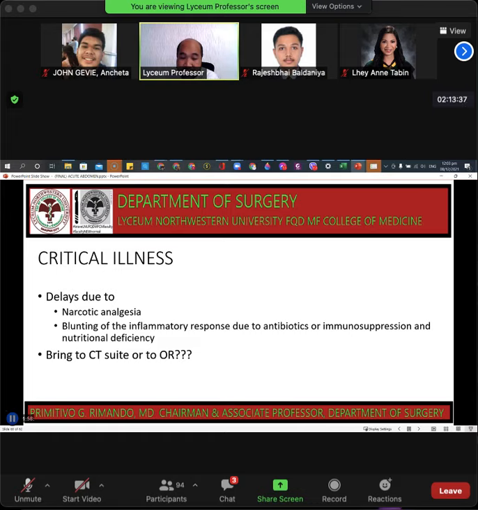Patients in critical illness, patients in the ICU, will always be a challenge because of their presence in the ICU. There will always be delays in the presentation of symptoms, number one, because of narcotic analgesia and blunting of the inflammatory process. In some cases, the CT suite is too far from the operating room. Most of your ICUs are actually near the operating rooms. If you go to our private hospitals, most of the ICUs are near the operating rooms, so sometimes it would be easier to bring the patient to the operating room than to the CT scan.